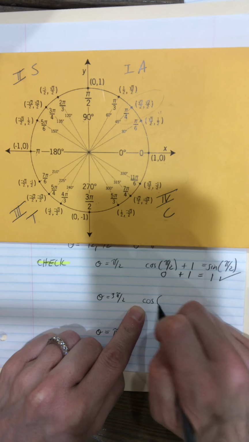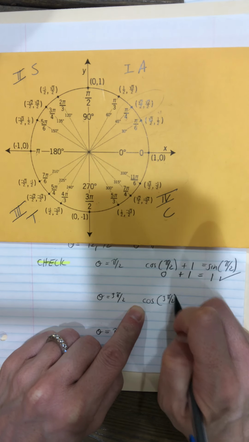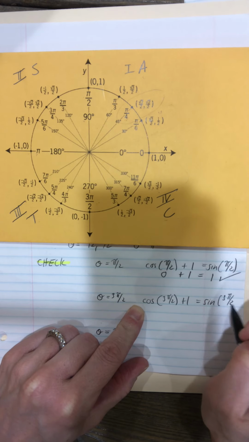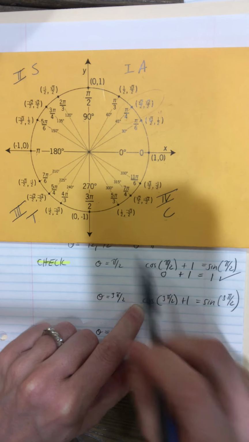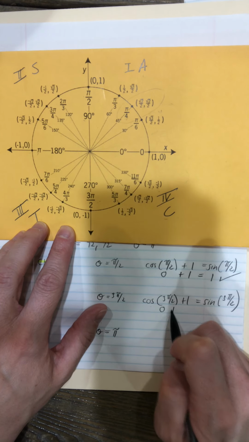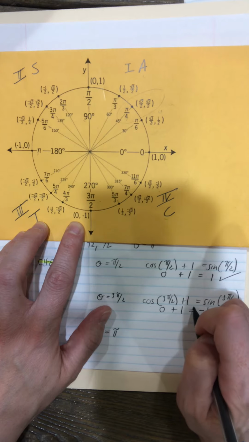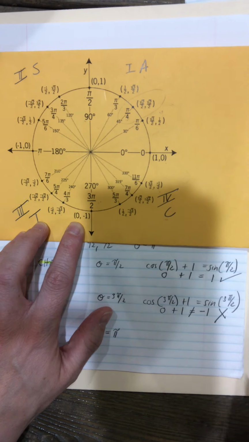Now I go here. Cosine of 3 pi over 2 plus 1 equals sine of 3 pi over 2. Check it. Cosine of 3 pi over 2 is 0. 0 plus 1 equals. Sine of 3 pi over 2 is negative 1. They are not equal. That does not check.